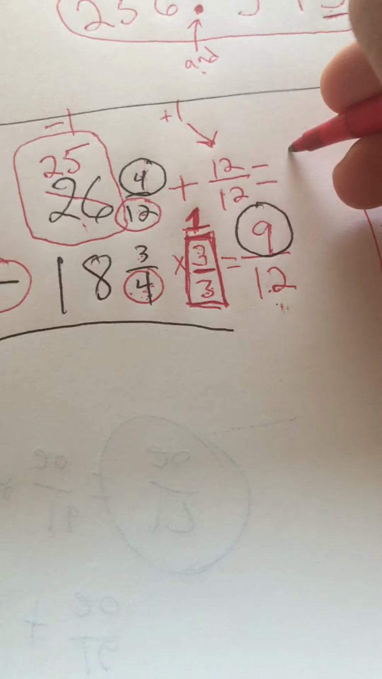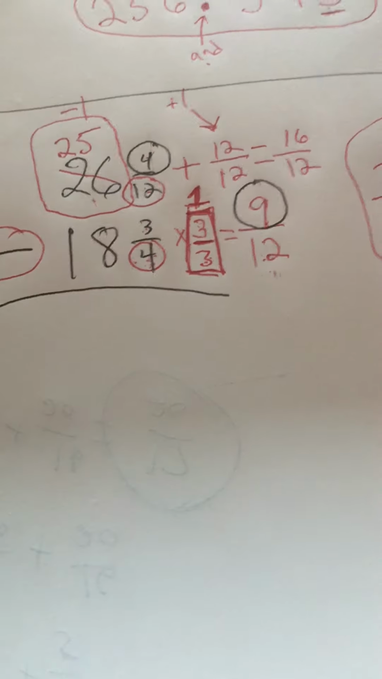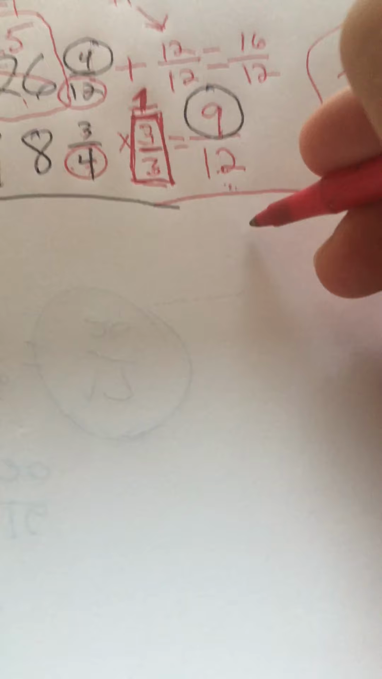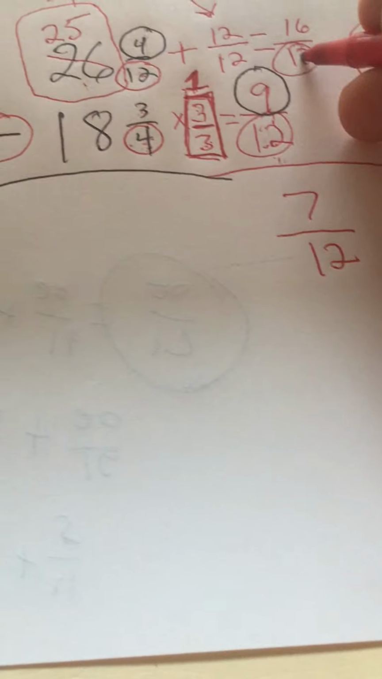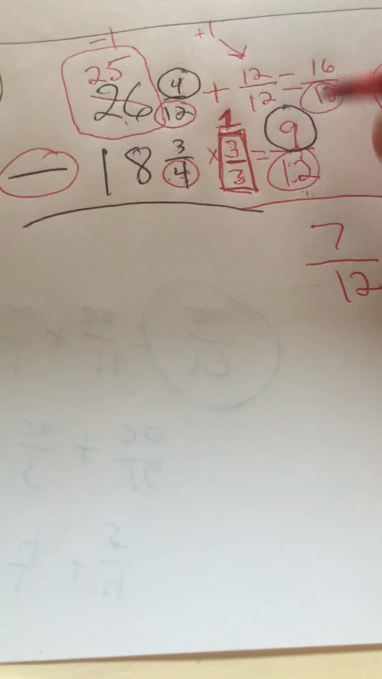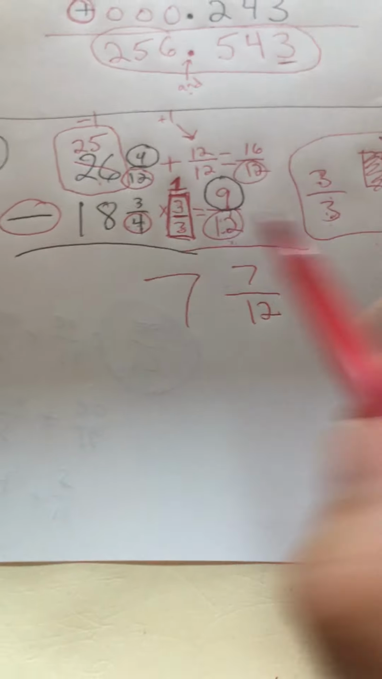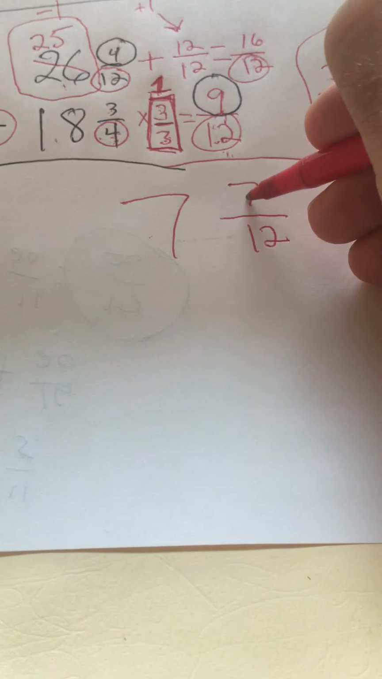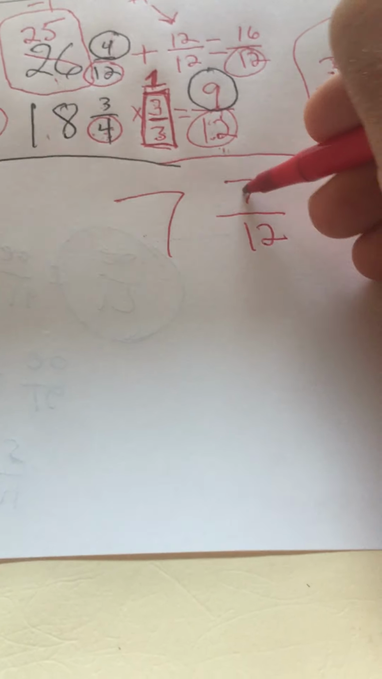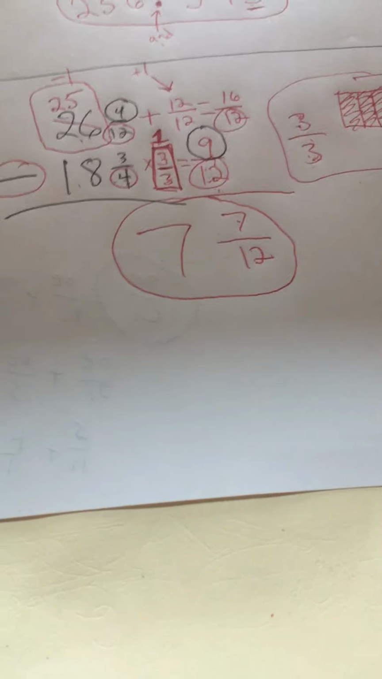So 4/12 plus the 12/12 makes 16/12. So now we have 25 and 16/12 minus 18 and 9/12. And now we can do the subtraction. Okay? 16 minus 9 is 7. 12ths minus 12ths stay as 12ths. That's just telling us how many pieces are in each whole. And since they're the same, we can then just subtract. 25 minus 18 is 7. So the answer is 7 and 7/12. You can't simplify 7/12. You can't divide those both by the same number to make them any simpler, right? So that is our final answer, 7 and 7/12.